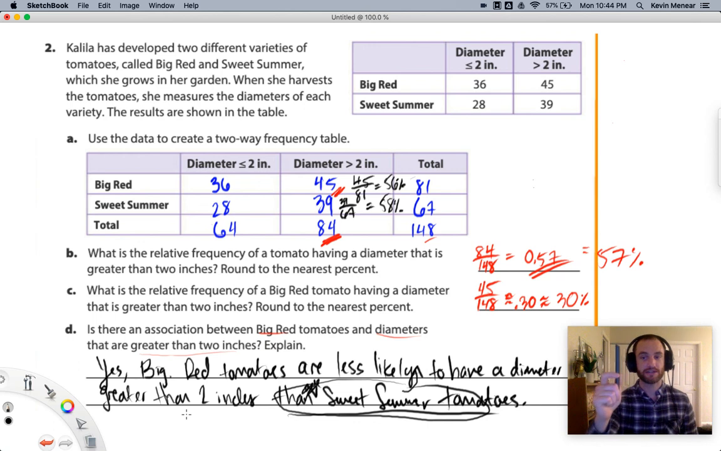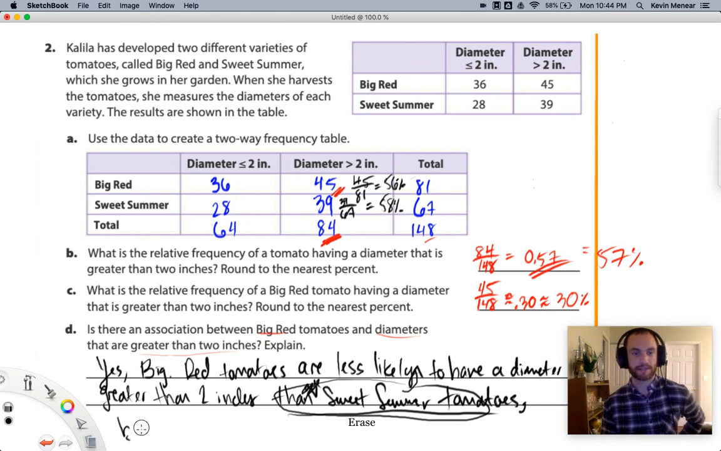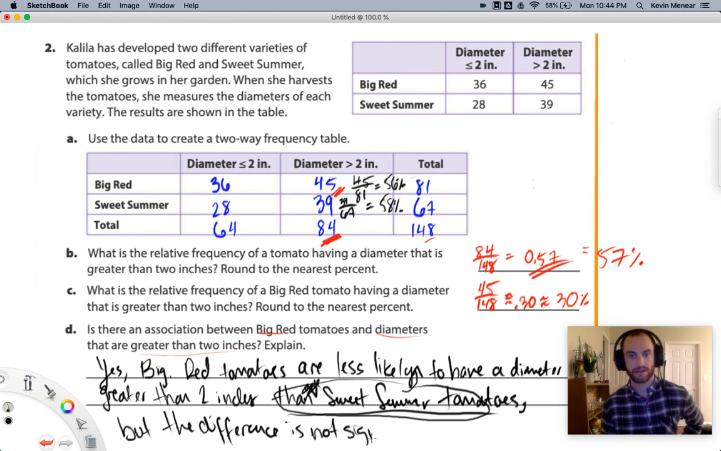If I was answering this question on a test, I would say, yes, big red tomatoes are less likely than sweet summer tomatoes to have a diameter greater than 2 inches, but the difference is not significant. Because you don't want someone to read this conclusion and be like, oh yeah, well, I'm definitely going to get sweet summer tomatoes because they're more likely to be bigger than big red tomatoes. It's like, sure, but you're talking about 58% to 56%. And so is that really a good reason to buy sweet summer tomatoes versus big red?